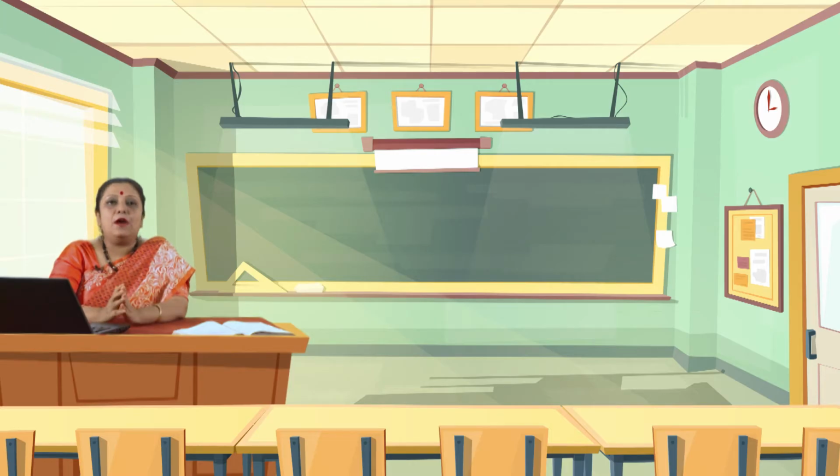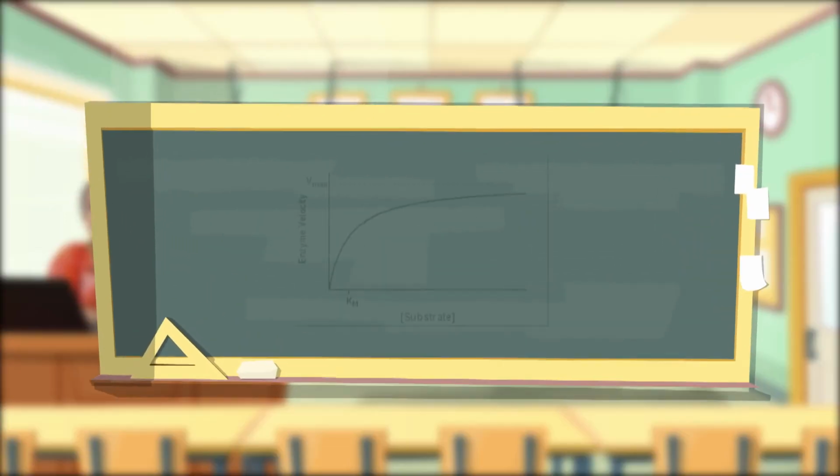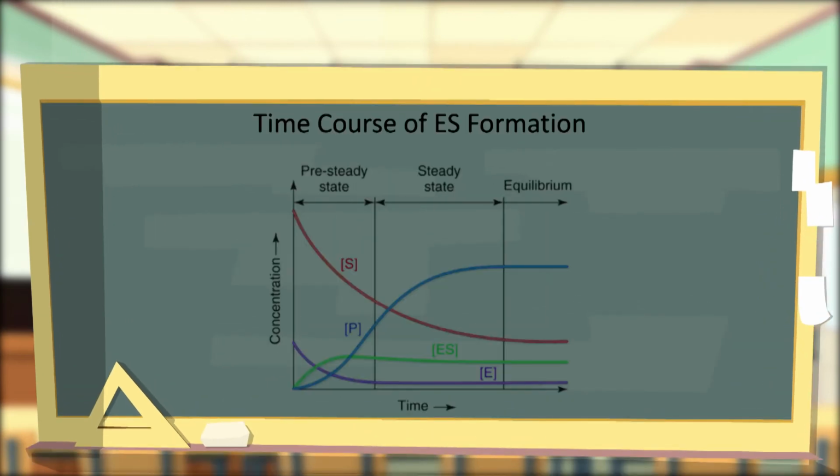But after some time, when enough substrate is present, it follows mixed order kinetics, that is, between first and zero order. When all the active sites of the enzyme present in the medium are saturated with enough substrate, the maximum velocity, or Vmax, is reached. So, V0 versus the concentration of S gives a rectangular hyperbolic curve. Time course of enzyme substrate formation.